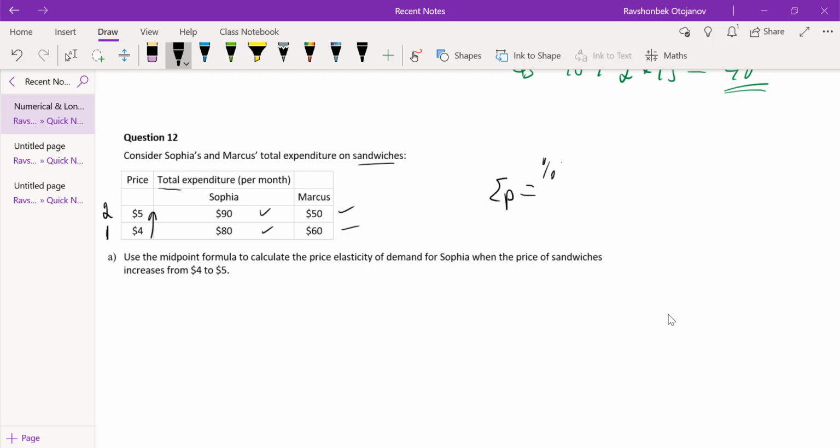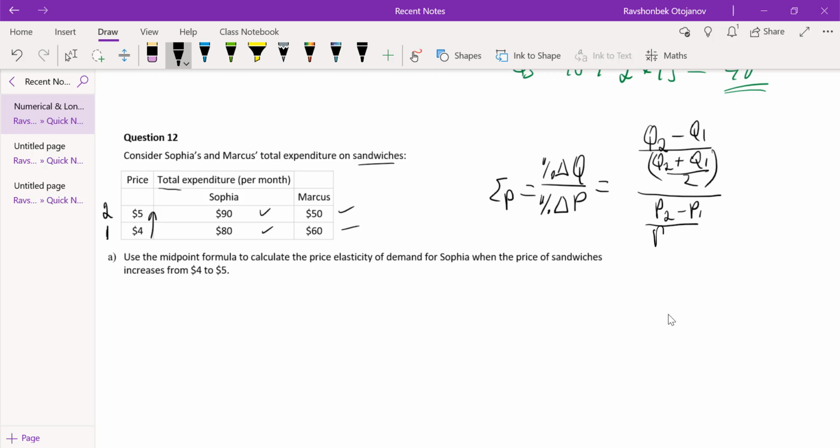It's the percentage change in quantity demanded over the percentage change in price. That will be quantity 2 minus quantity 1 over quantity 2 plus quantity 1 over 2, over price 2 minus price 1 over price 2 plus price 1 over 2. So this would be the formula we'll be using, but we need the quantities now. We know the prices are given here, but we don't know the quantities.